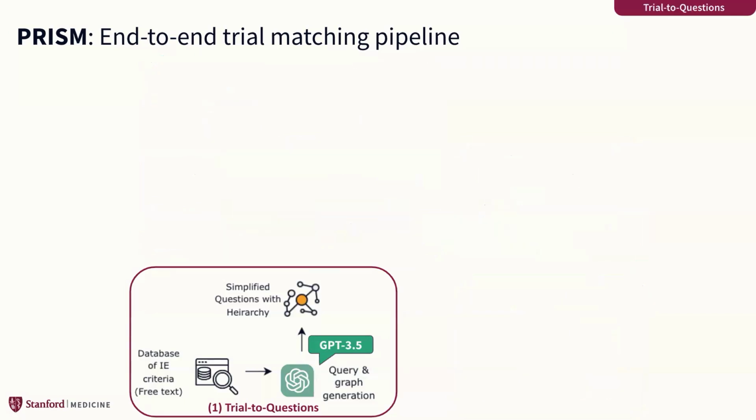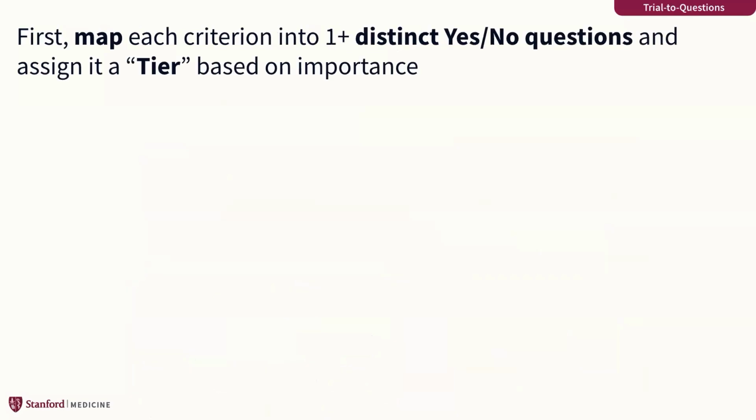Okay, great. So let's start with the first component, trial to questions. What is happening here? Basically, all we're doing is trying to map each criterion in the trial to a set of yes or no questions. And then we're also going to assign each question an importance weighting.